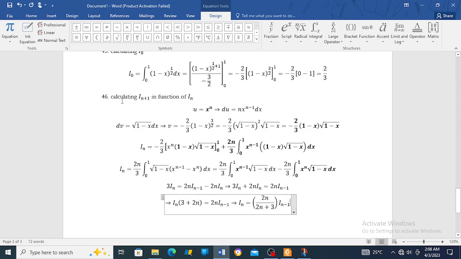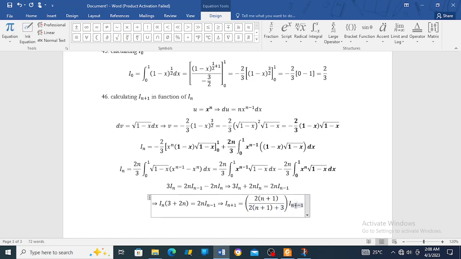But the question is asking us to calculate I of n plus 1 in function of I of n. So if I let n to be n plus 1, it means I need to come here, I replace n with n plus 1. I come here, I replace n with n plus 1. I come here, I replace n with n plus 1. You see, 1 minus 1 is 0.